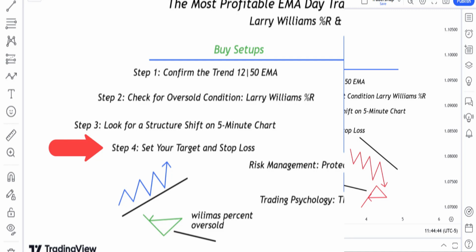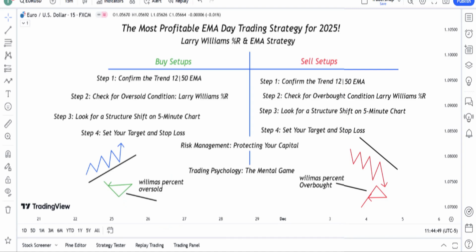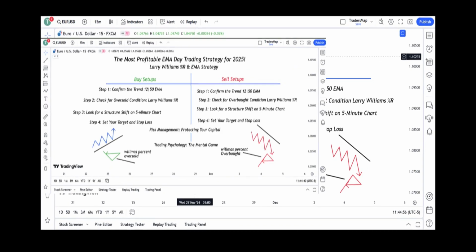A key rule here is to always risk only 1% of your account per trade. That way, even during a losing streak, you can stay in the game and trade another day. Let's see our sell setup.